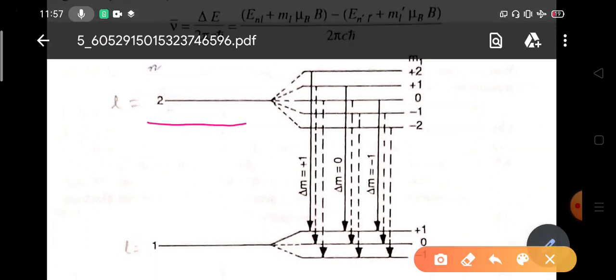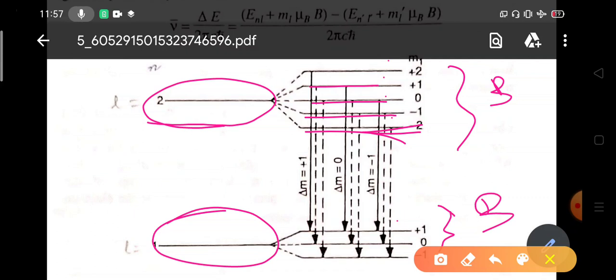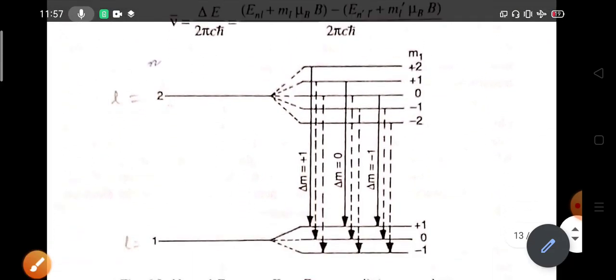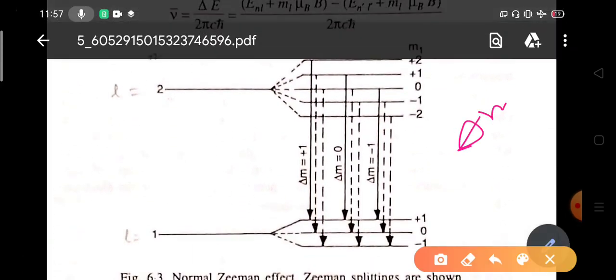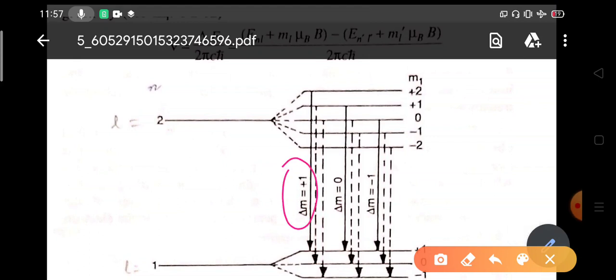Look, here one energy level is split into 5 different energy levels in the presence of a magnetic field, and this one energy level is split into 3 different energy levels. So what will be the transitions? The allowed transition rule is delta M_L equals 0, plus or minus 1. So let's find the delta M equals plus 1, delta M equals 0, and delta M equals minus 1 transitions.